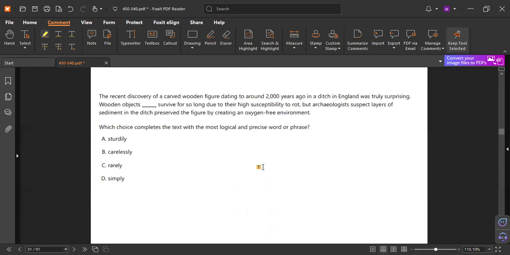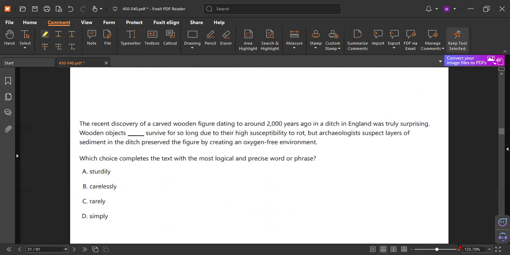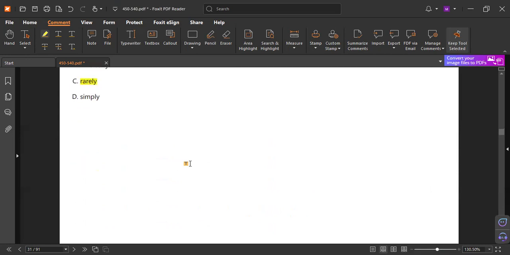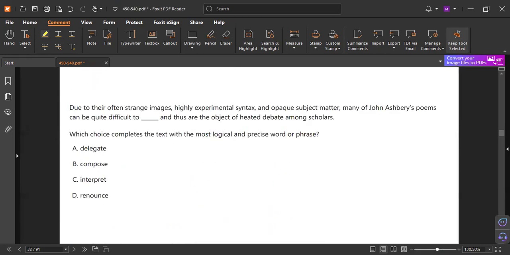The speed of reading. How about this? Is it C? The next one, you make it C, correct. And rarely means not. Be careful. How about next? Is it D? Letter D, renounce. How? If you don't know any word, also check it, because renounce means to reject an idea, to refuse it, you know, to denounce it. Let's try again.